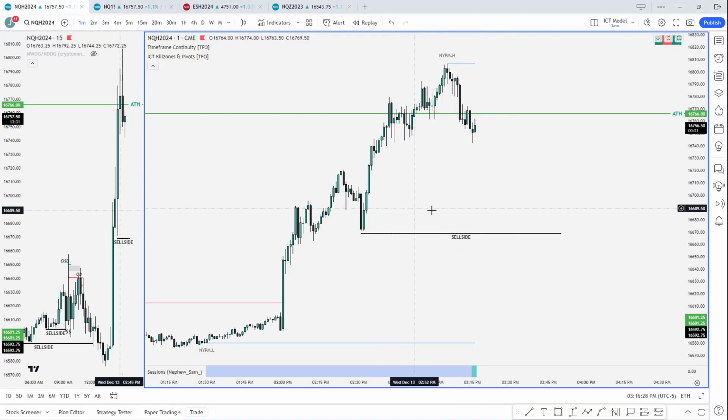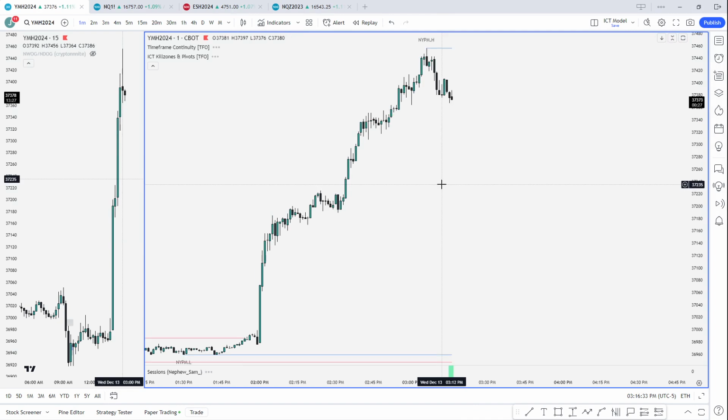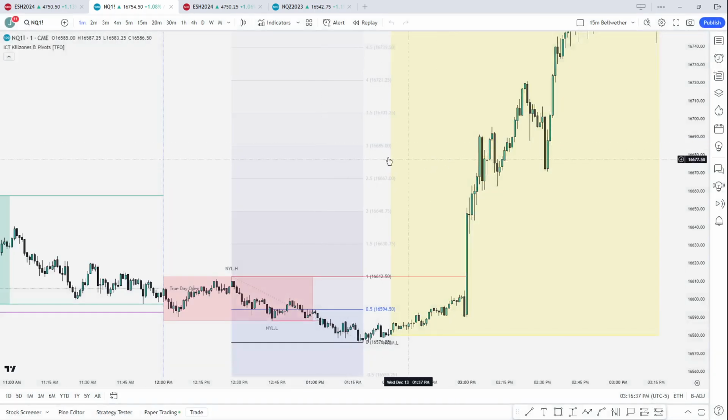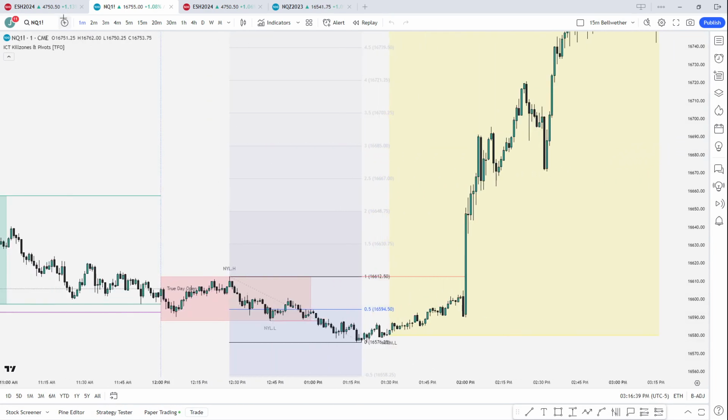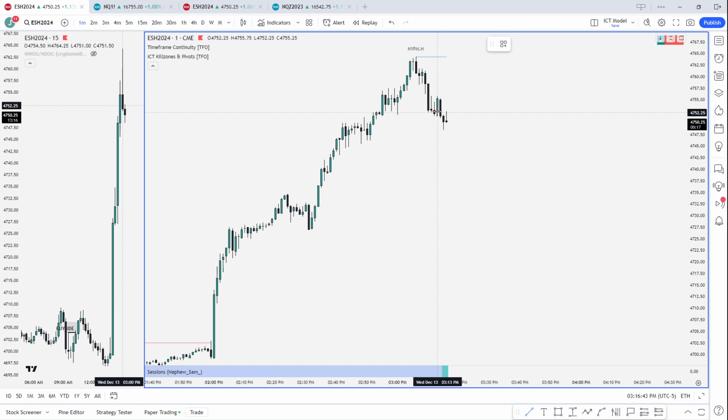So that is of interest to me if we want to start trading back lower. I think we also have SMT relative to the all-time highs compared to ES and NQ. So obviously I'm watching this order block right here.